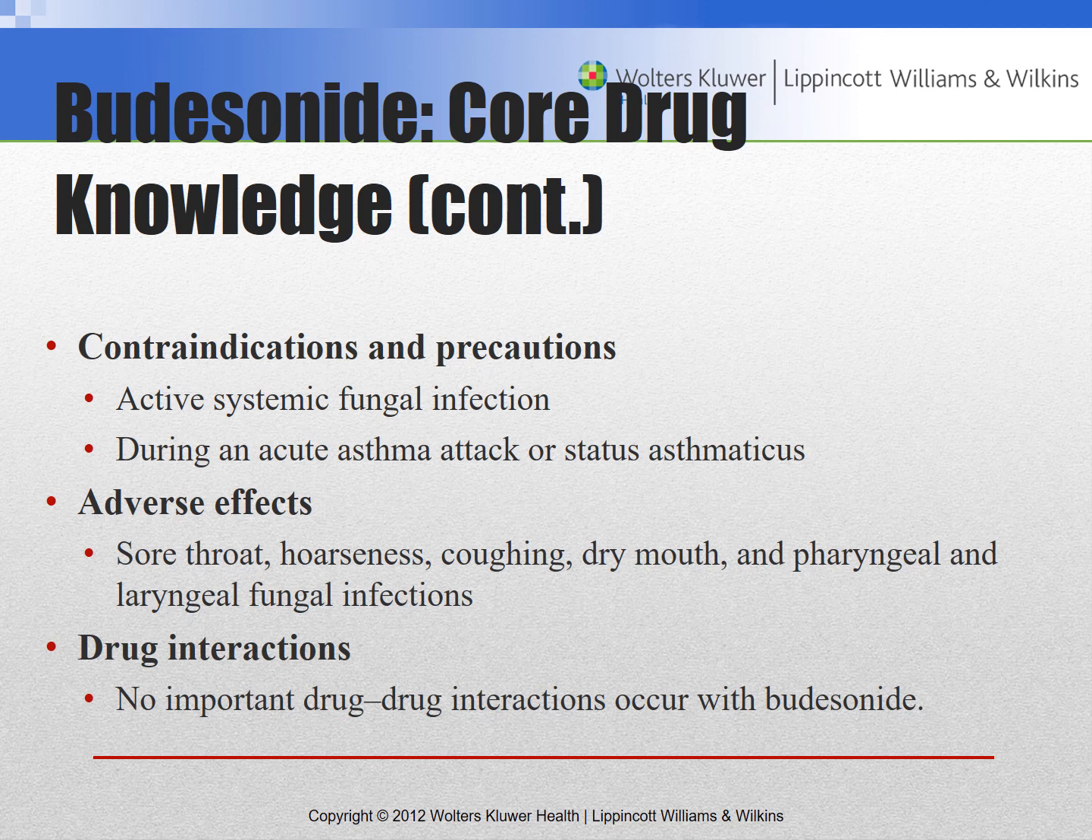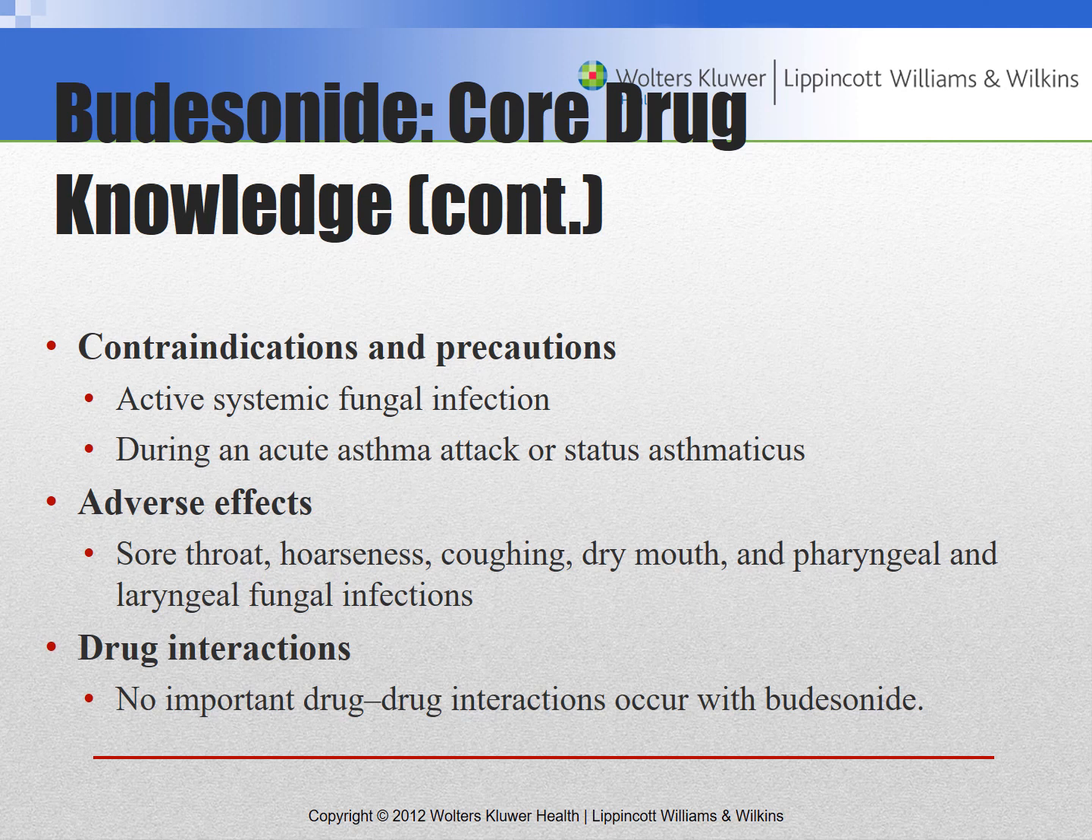And if it's given in combination with one of those LABAs, like we were talking about earlier, those long-acting beta agonists, and someone uses it during the middle of an acute asthma attack, it can actually induce status asthmaticus, as well as it's not going to help during an acute asthma attack, so that's why we don't want them to reach for it. Adverse effects: sore throat, hoarseness, coughing, dry mouth, and pharyngeal and laryngeal fungal infections.